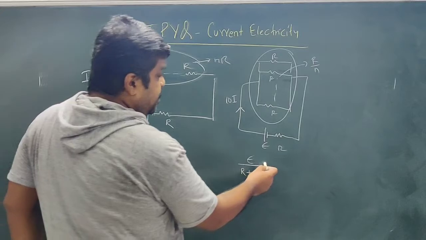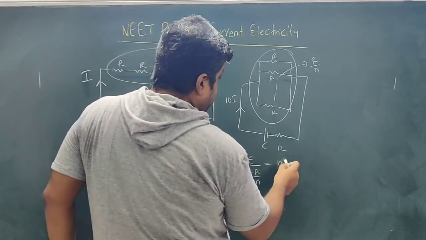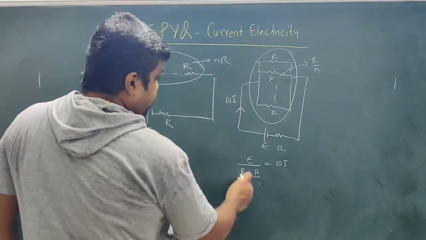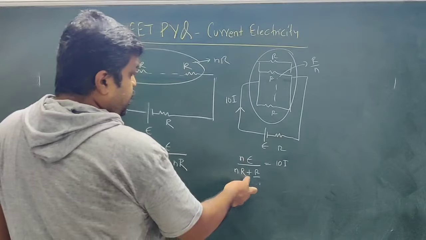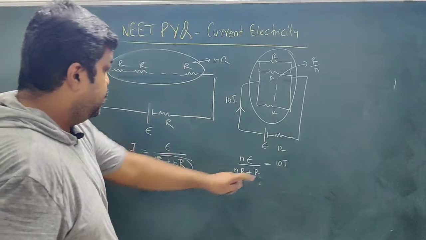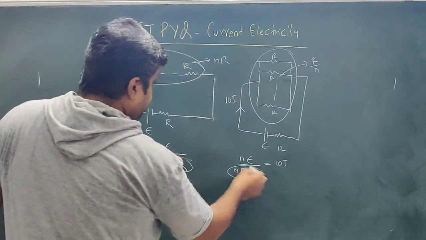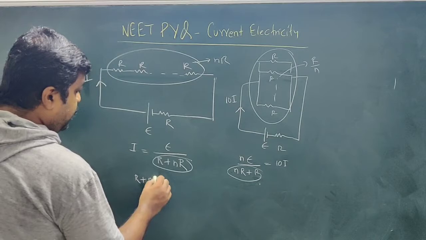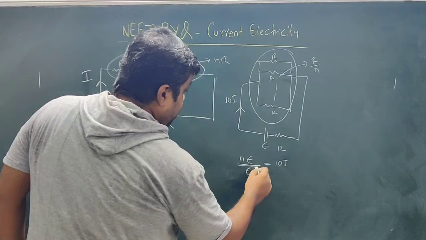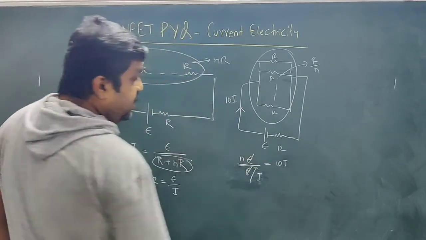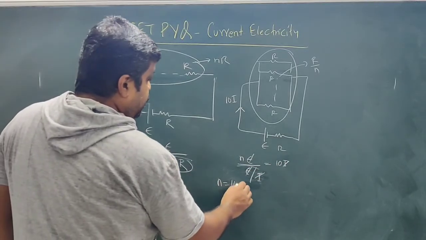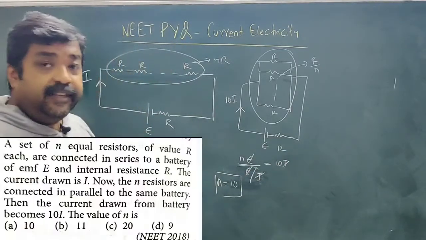Now in this case, the current is 10I, so EMF divided by resistance is equal to 10I. From the first case I can write R plus nR equal to E by I. So this E gets cancelled, I goes here, so this gets cancelled. So n is equal to 10. So the value of n is 10.